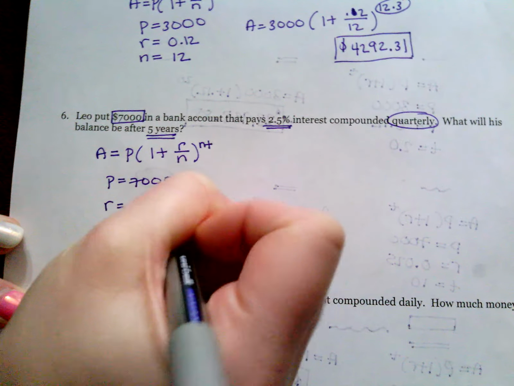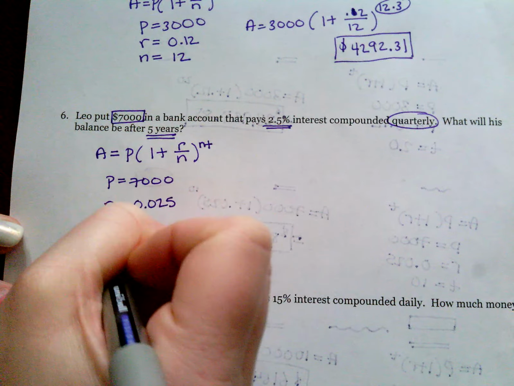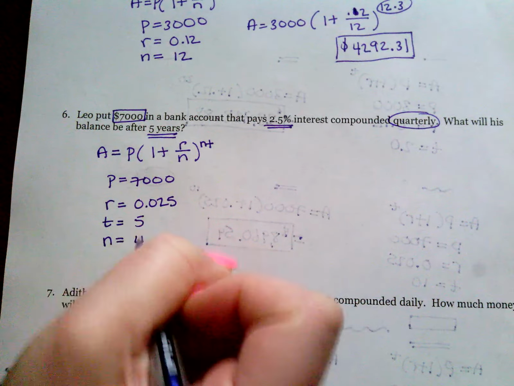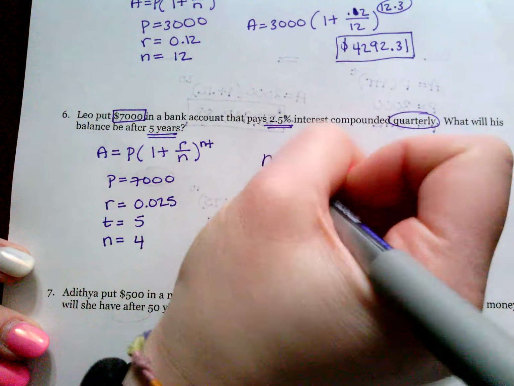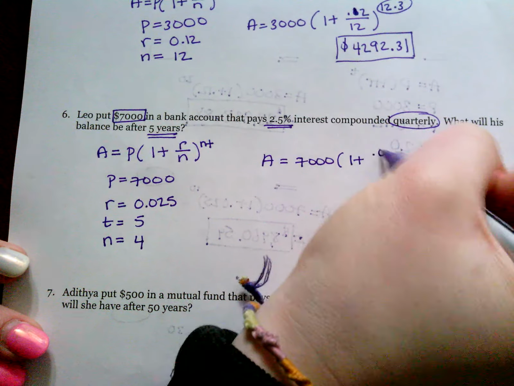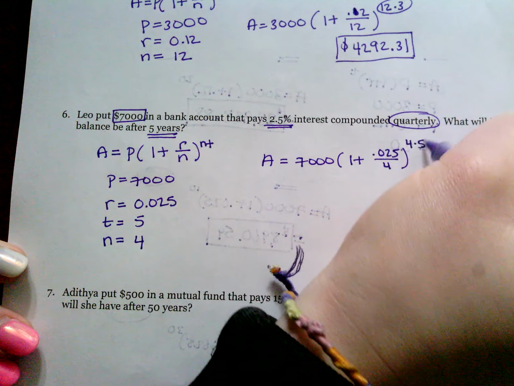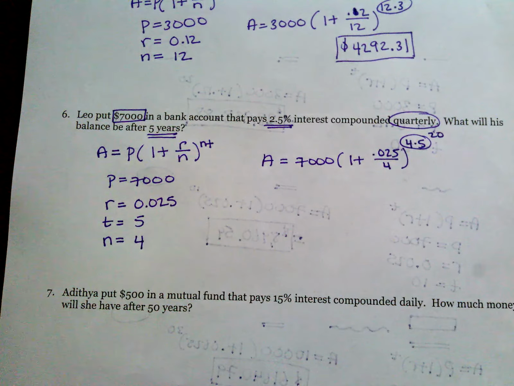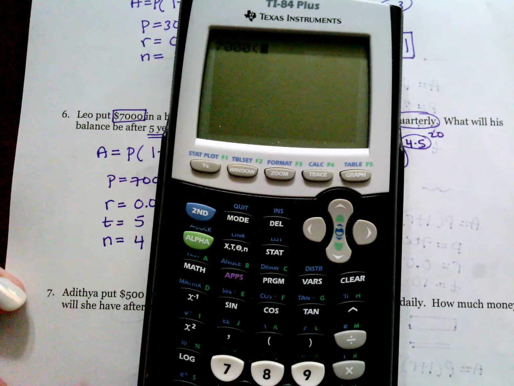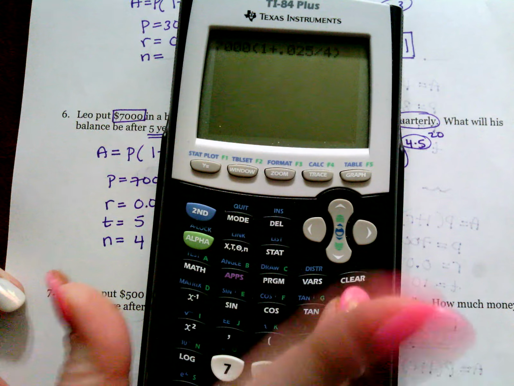So A equals 7,000 times 1 plus 0.025 over 4 to the 4 times 5, which is 20. So I would choose to enter that 20 in my calculator instead. So 7,000 times 1 plus 0.025 over 4 to the power of, what did we just say that was? 20. So $7,928.95.